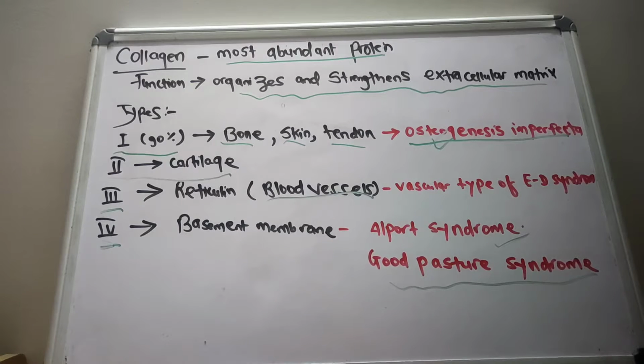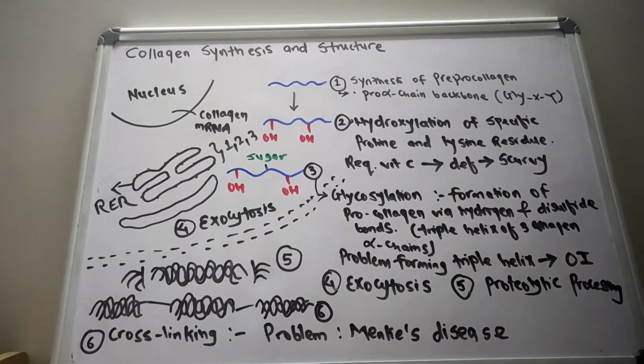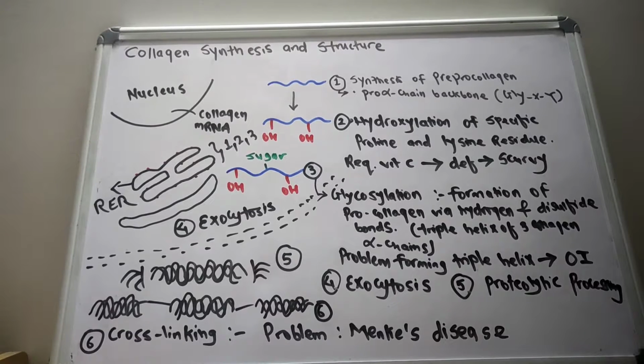There are various types of collagen, the location of the collagen, and what happens when there is a defect in the collagen. You should know this. So now let us discuss the collagen synthesis and the structure of collagen in detail.